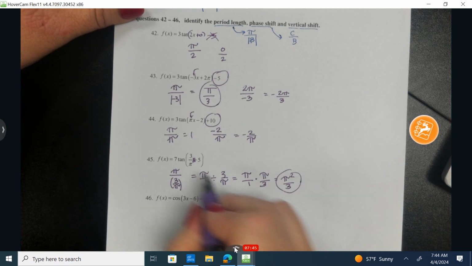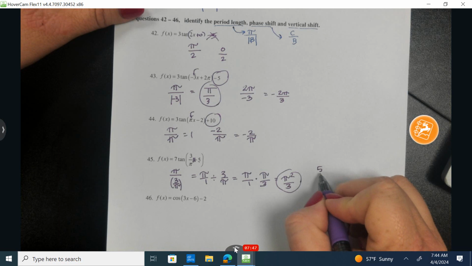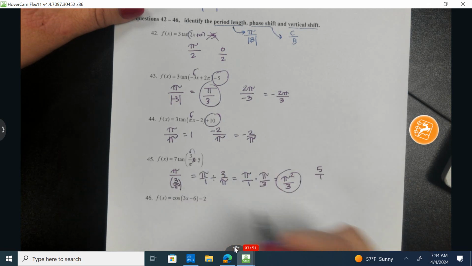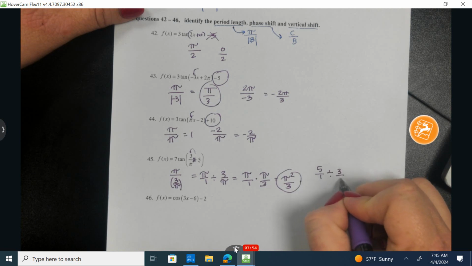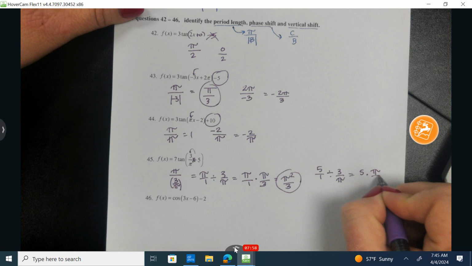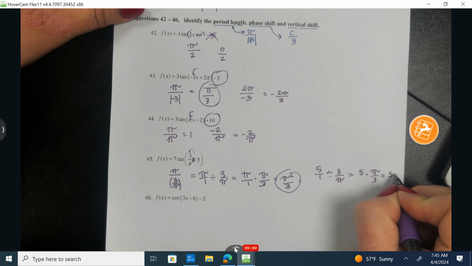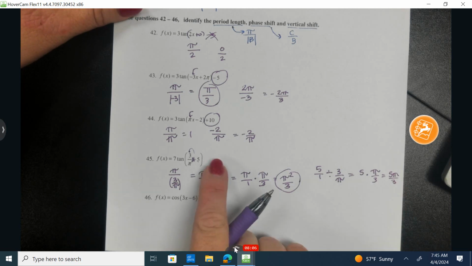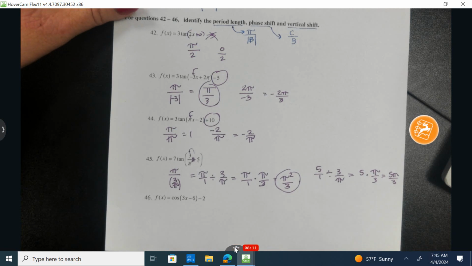Let's look at the phase shift. I'm going to take the c value, and I want to divide it by the b value, which is the coefficient of the x. So divided by 3 over pi. So 5 times pi over 3. So 5 pi over 3. Now because this is a positive value, we're going to say shift to the left 5 pi over 3. And there is no additional value that's being added or subtracted behind, so there is no vertical shift.